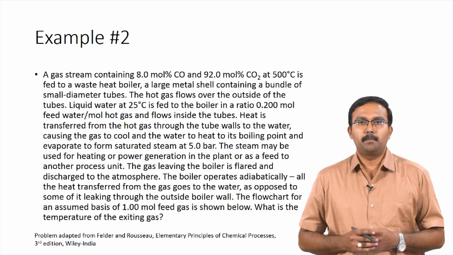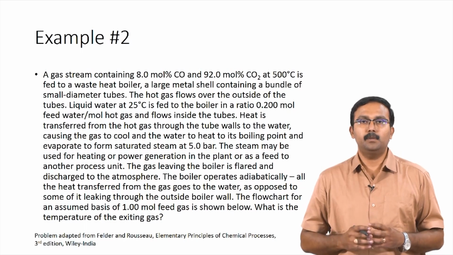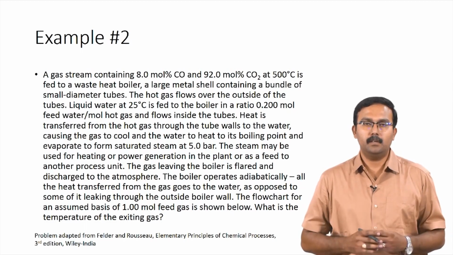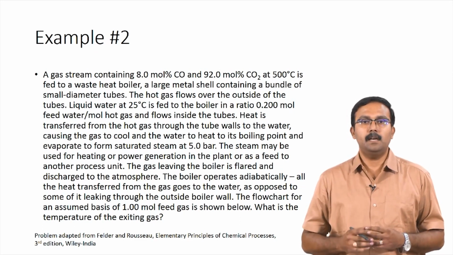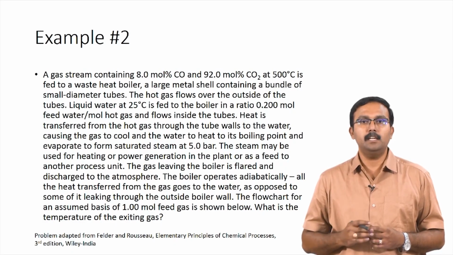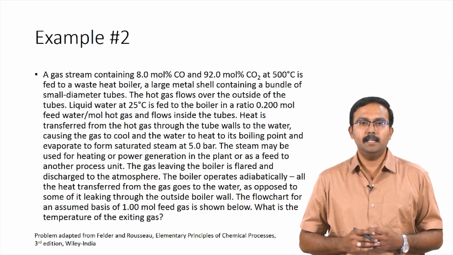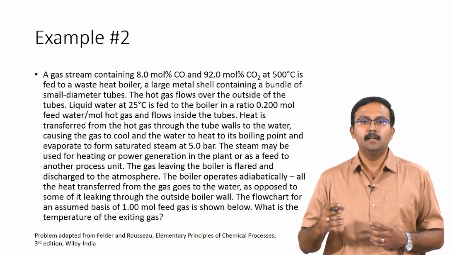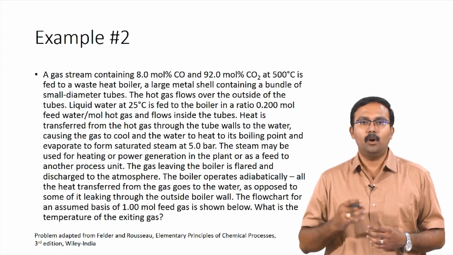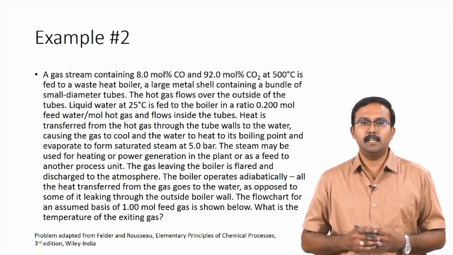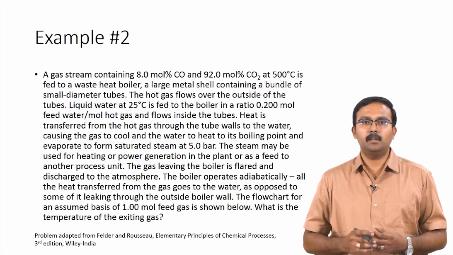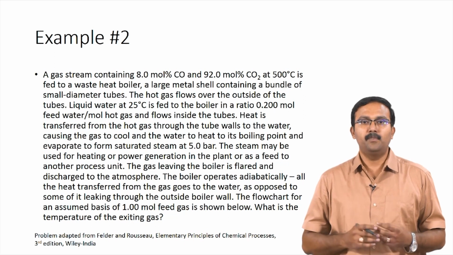So, this is the second example problem. Here we are expected to calculate temperature instead of the heat which needs to be supplied. Let us see how we would approach such a problem. A gas stream containing 8 mole percent carbon monoxide and 92 mole percent carbon dioxide at 500 degree Celsius is fed to a waste heat boiler, a large metal shell containing a bundle of small diameter tubes. The hot gas flows over the outside of the tubes. Liquid water at 25 degree Celsius is fed to the boiler in a ratio of 0.2 moles of feed water per mole of hot gas and flows inside the tubes.